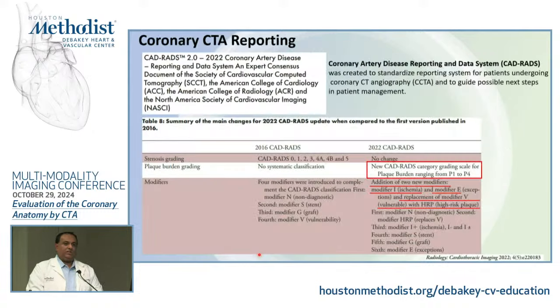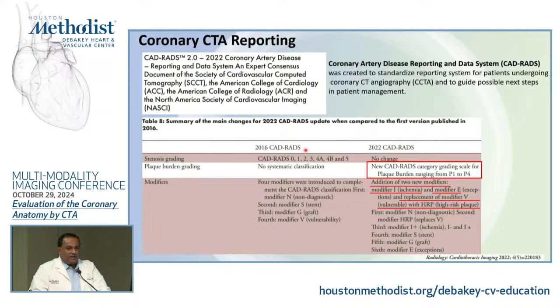All right, so switching gears, we're going to spend a couple of minutes talking about the CAD-RADS system of reporting. It stands for Coronary Artery Disease Reporting and Data System. This was created to standardize the reporting system for patients undergoing coronary CT, and then also to guide possible next steps in management. The first CAD-RADS was published in 2016. Revised CAD-RADS was published in 2022.